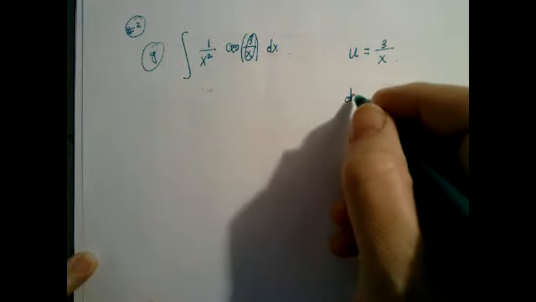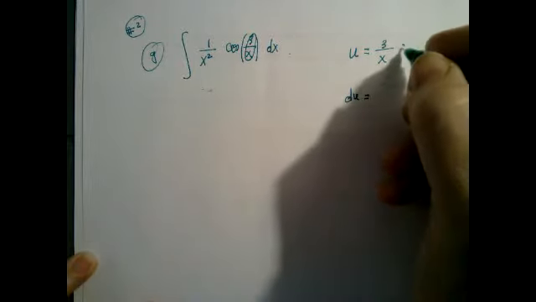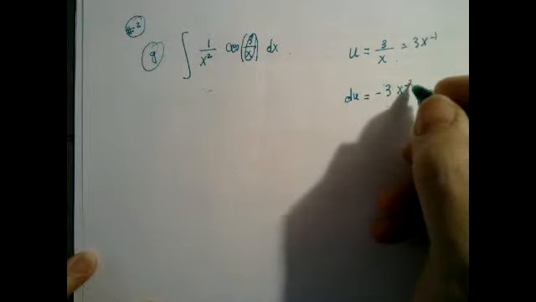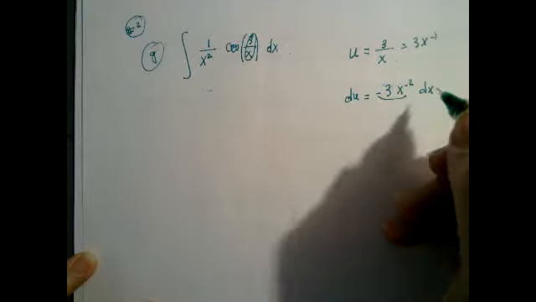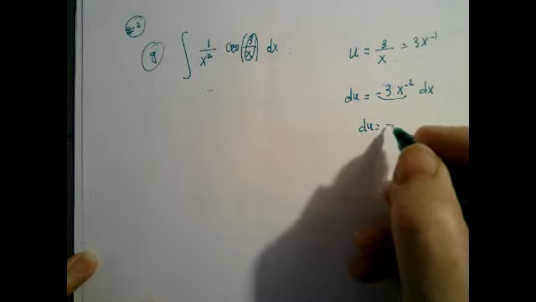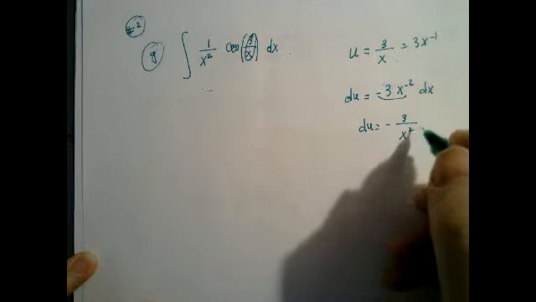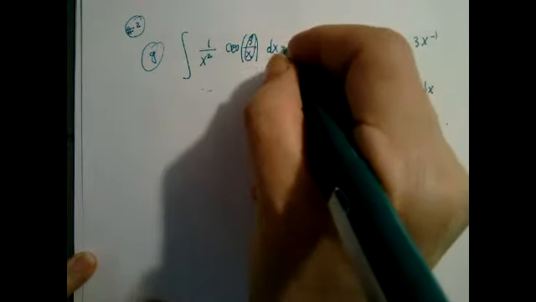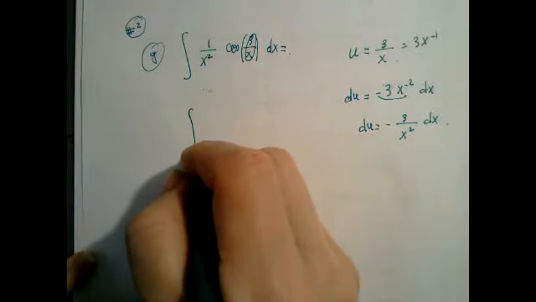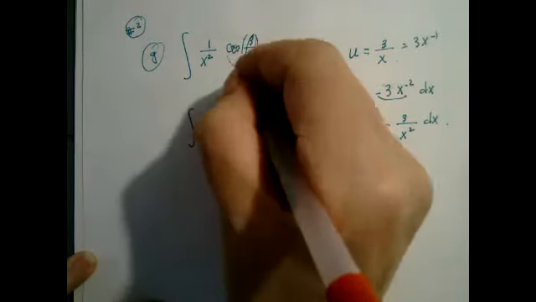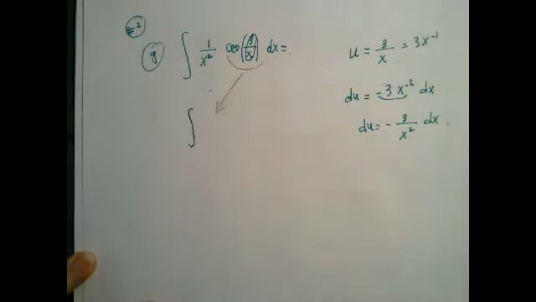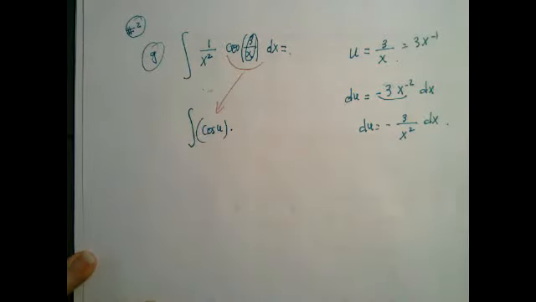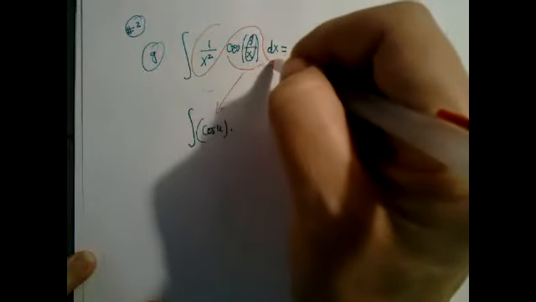So I will find the derivative. So this is 3x to the minus 1. It means the derivative is minus 3x to the minus 2, the dx. It means the du is minus 3 over x squared dx. Okay. Now I go back to my integral and do the substitution verbatim. It was equal to cosine 3 over x. That's my cosine of u, times the 1 over x squared dx.